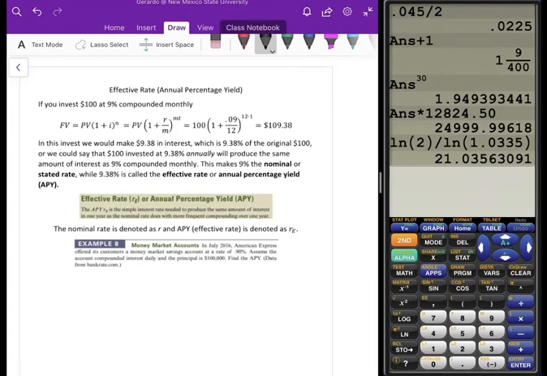Effective rate or annual percentage yield, the APY, RE, is a simple interest rate needed to produce the same amount of interest in 1 year as the nominal rate does when frequently compounded over 1 year.